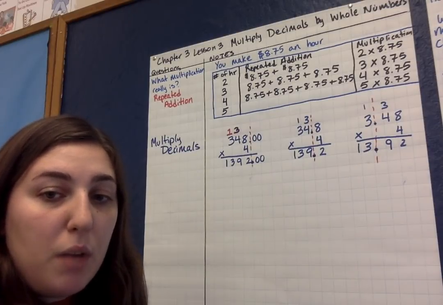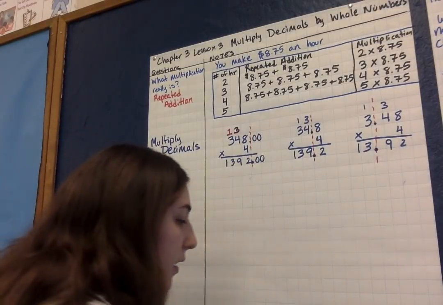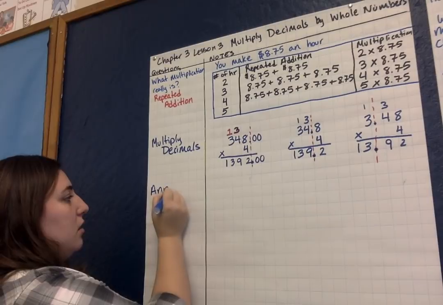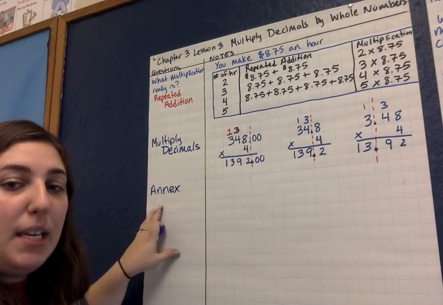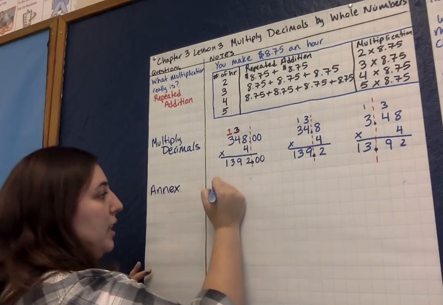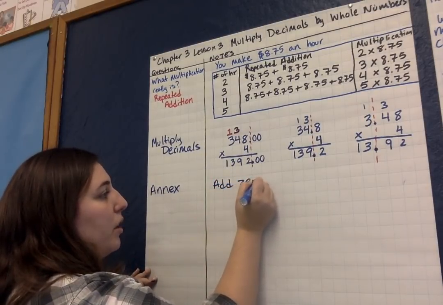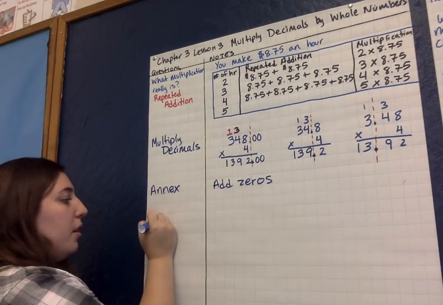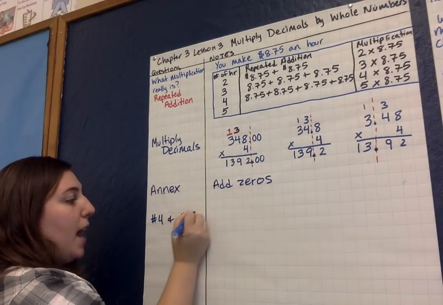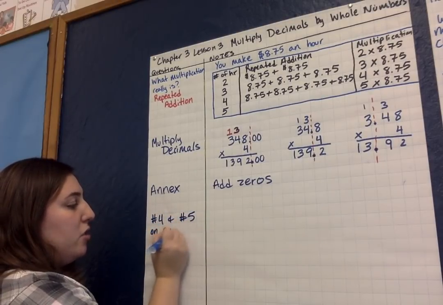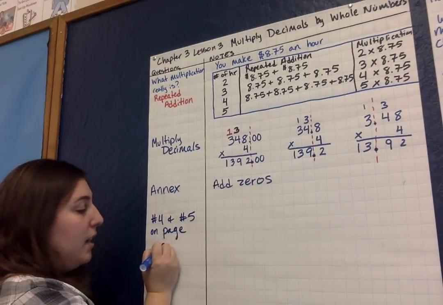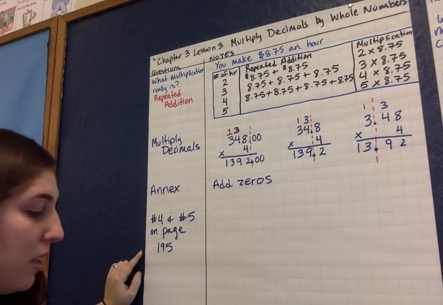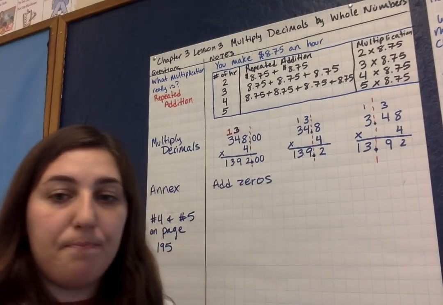So I have one more type of example. All right, so you might see the book talk about an annex. What annex means is just that you're going to add zeros if needed. And we're going to show a couple examples of what this is. So we're going to be doing number 4 and number 5 on page 195 in your math book. So number 4 and number 5 on page 195, these are the examples. We're going to do them here as well.